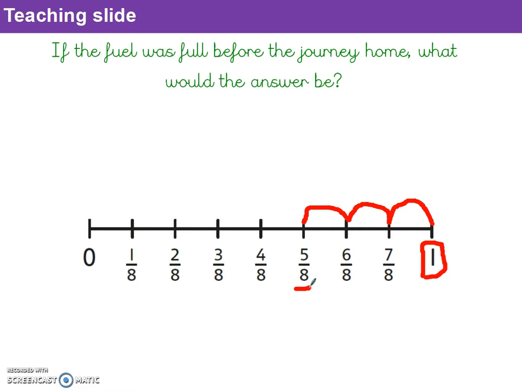So no matter what method we use, if the fuel was full before the journey home, what would the answer be? We would get 5/8, whether we use a fuel gauge and simply cross off the amount we need, use a bar model to represent that amount and chop off or cross out the sections we no longer needed, or use a number line starting at the first number that we began with and counting back the amount that we need to subtract. All those 3 methods are going to give us the right answer.